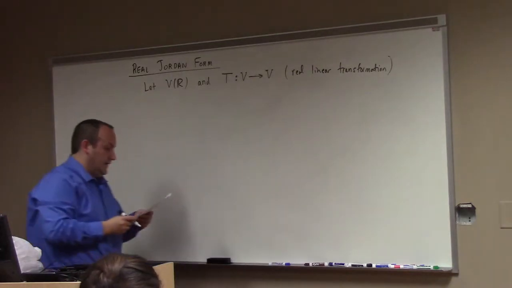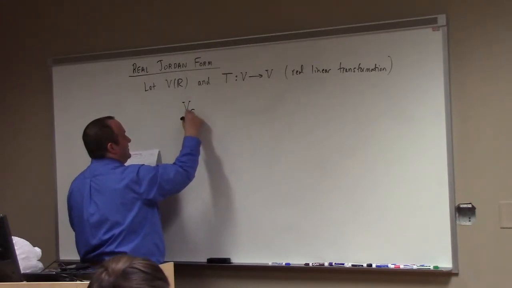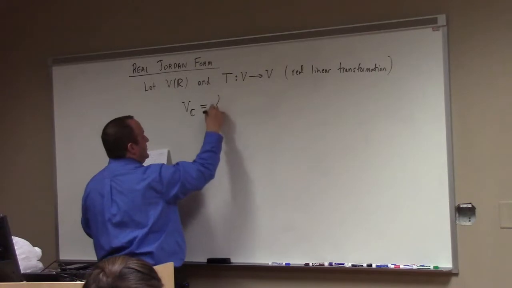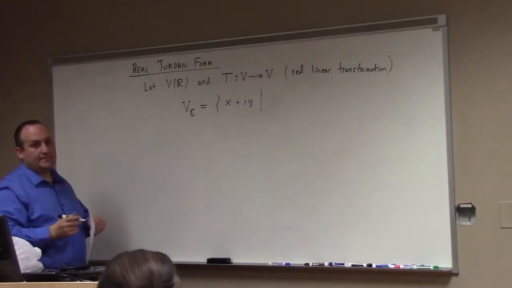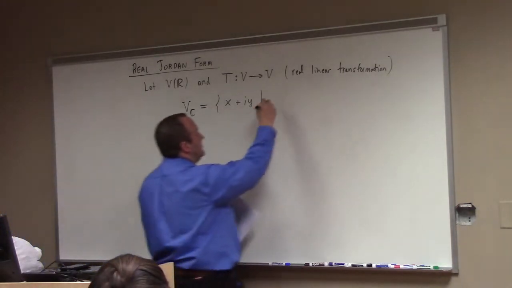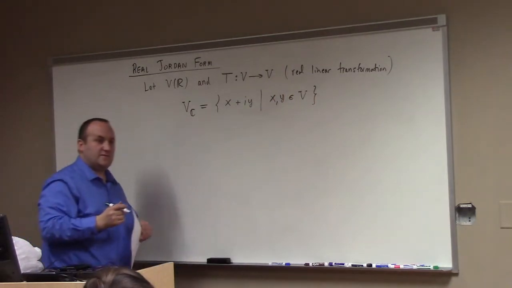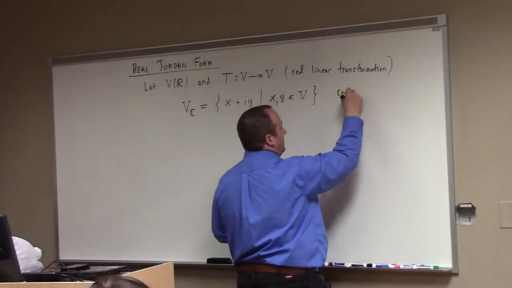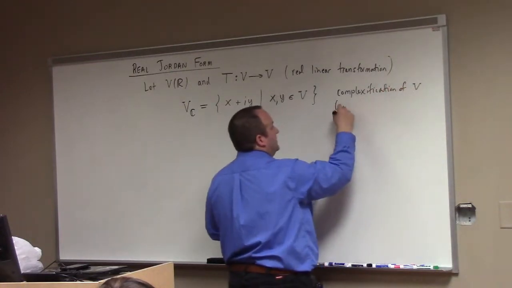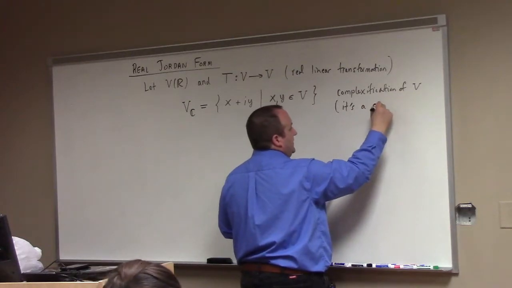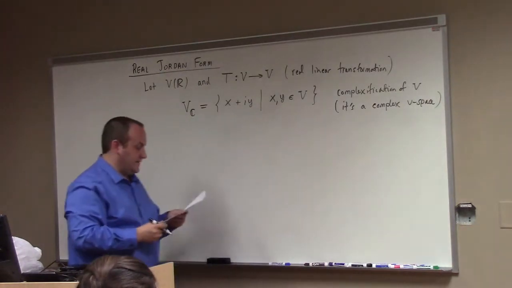All right. And so one of the things we described in the last lecture was that you can make up this thing called the complexification of V. And formally speaking, it's just complex linear combinations of real vectors like this. It's x plus iy, where x and y are themselves real vectors. So this is the so-called complexification of V. Complexification of V, it's a complex vector space. In other words, the scalar multiplication is that of complex numbers.